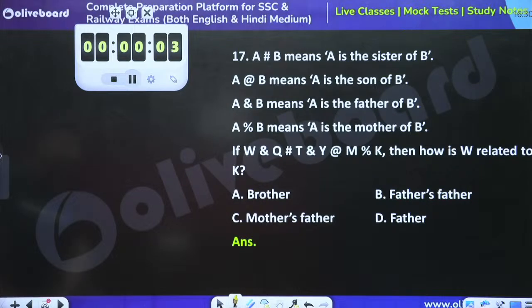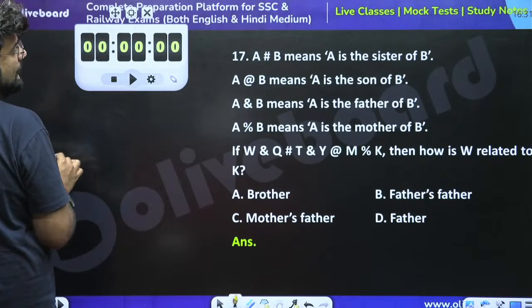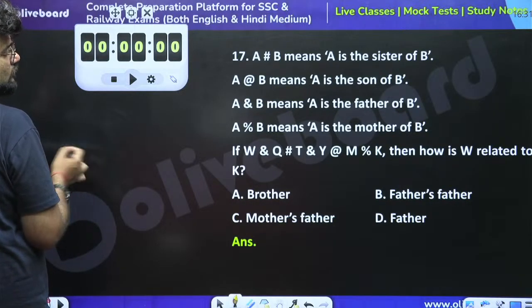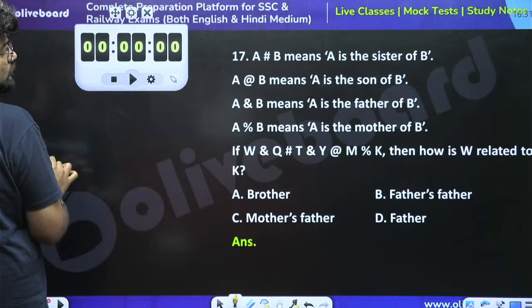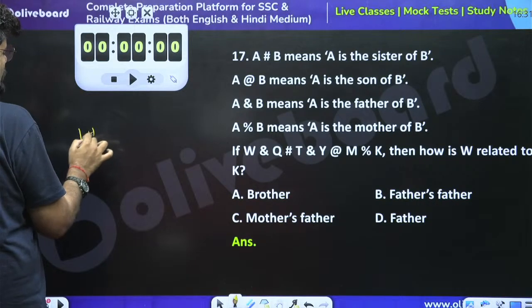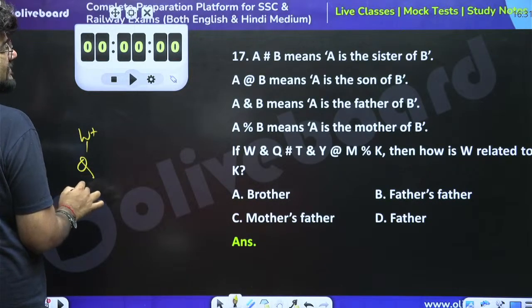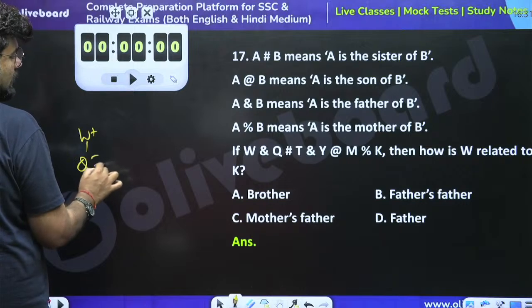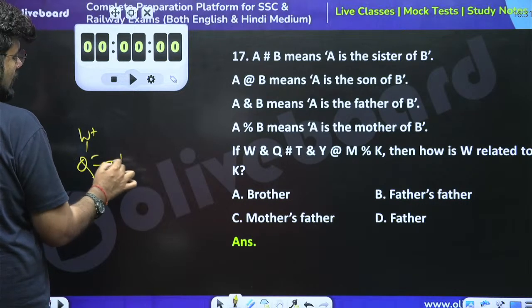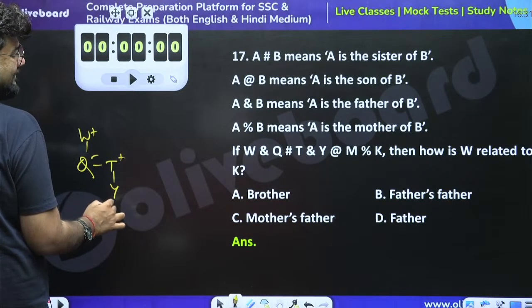Father's father, grandfather. Okay, let's check. So W and Q, we need to find out W to K, right? So we have to draw the whole thing. W is the father of Q. Q is the sister of T. T is the father of Y.